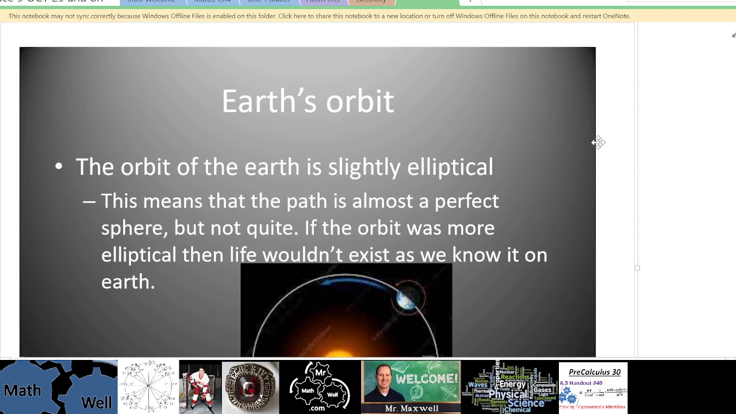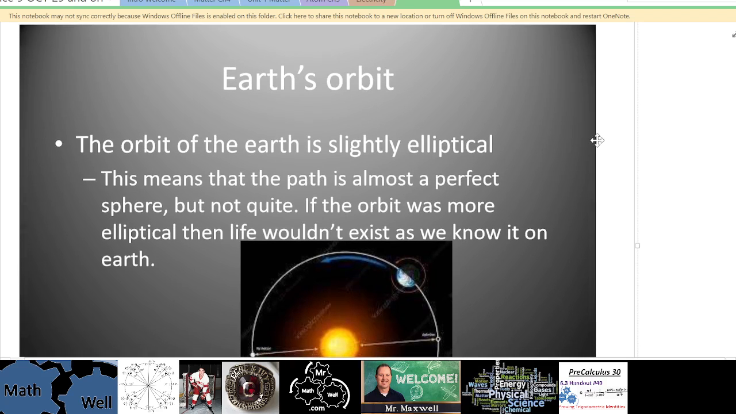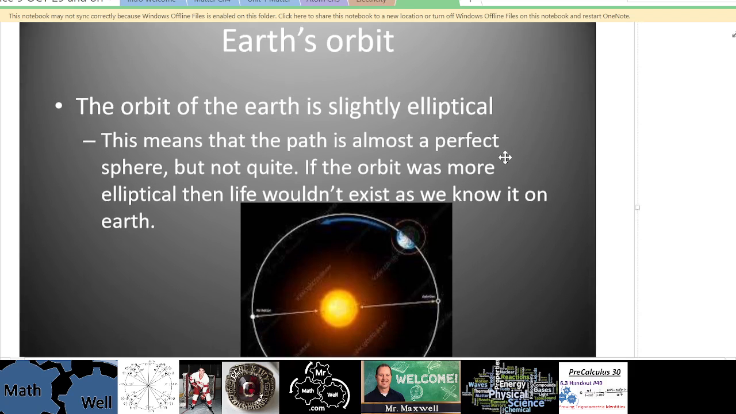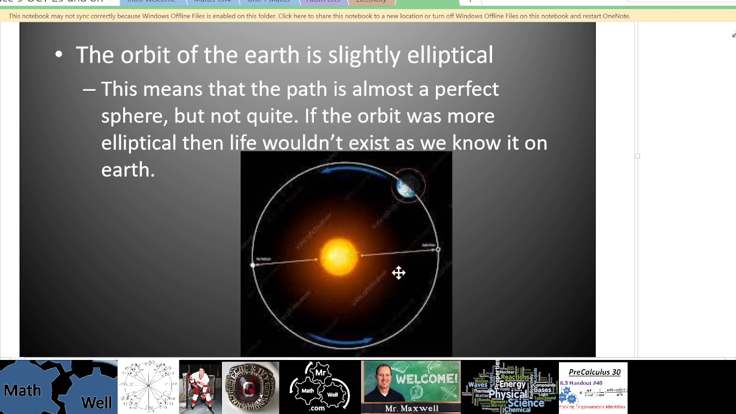All right, Earth's orbit. So we talked about the Earth rotating, that is spinning on the axis, but we also talked about the Earth's revolution around the sun. The Earth's orbit is slightly elliptical. So if you look at this little diagram right here, this is the path of the Earth's orbit. It's not a perfect square. It's a little bit flat, and this doesn't do it quite justice. It looks like it's a perfect circle here. I'm not sure what it looks like on the screen up there.